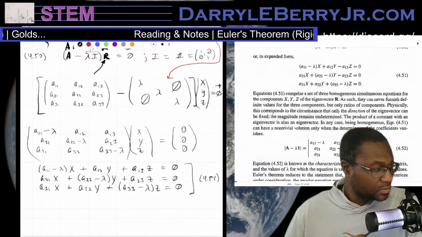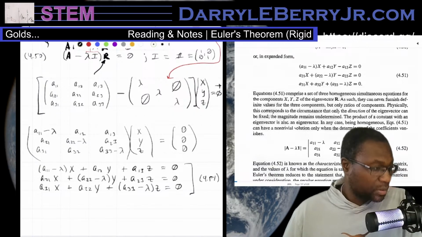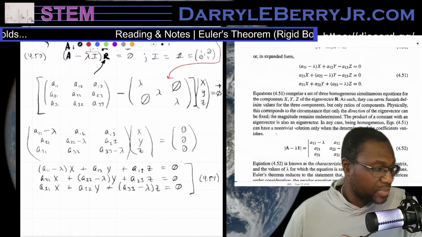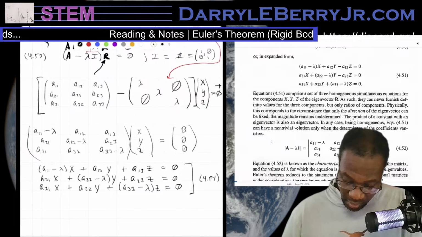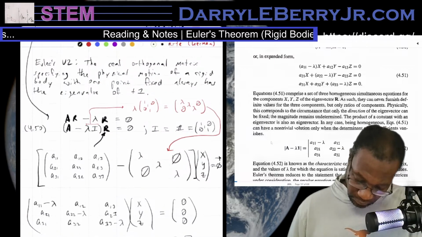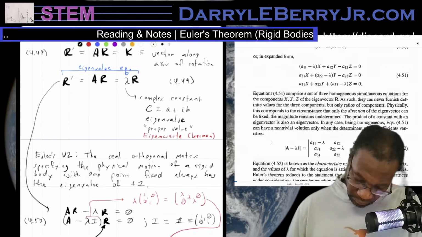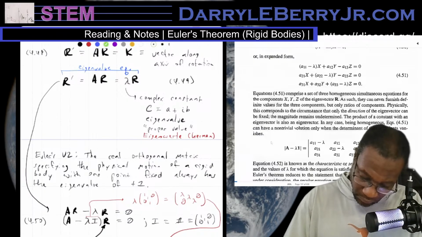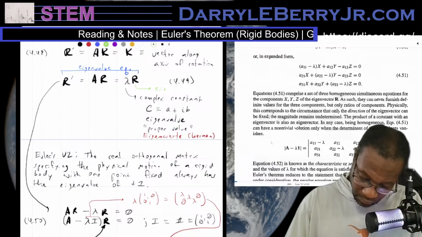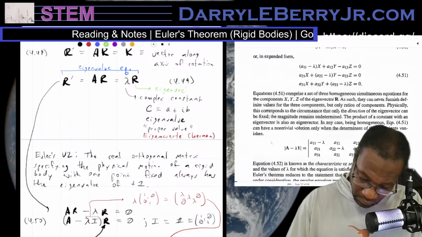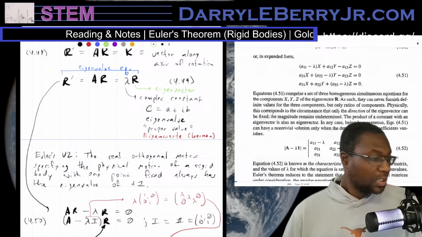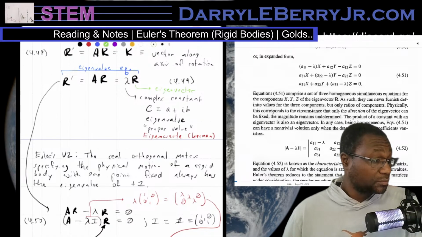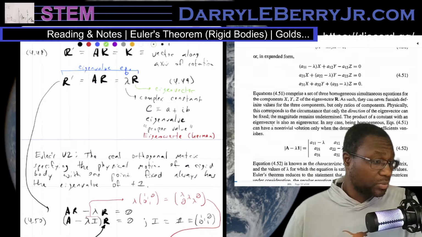Equations 4.51 comprise a set of three homogeneous simultaneous equations for the components x, y, and z of the eigenvector R. As such, they can never furnish definite values for the three components, but only ratios of components.